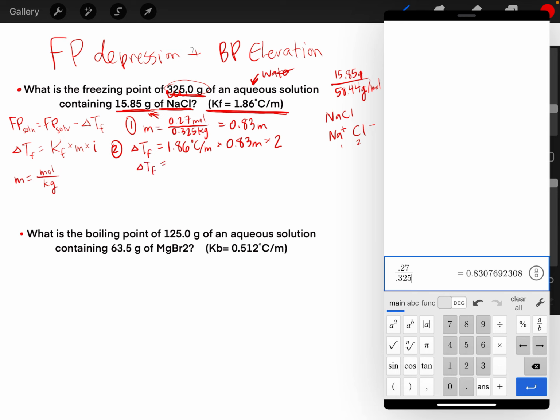And now I can go ahead and solve for my delta TF. So I'm going to plug this in. I'm going to say 1.86 times 0.83 times 2.